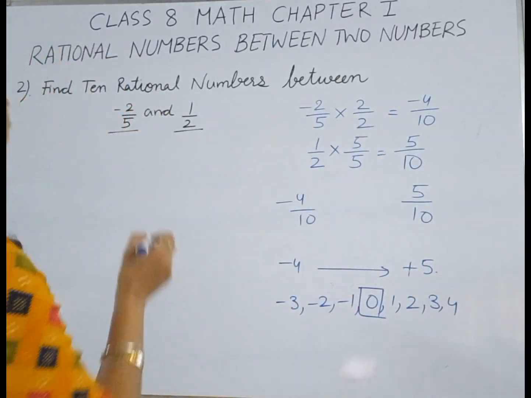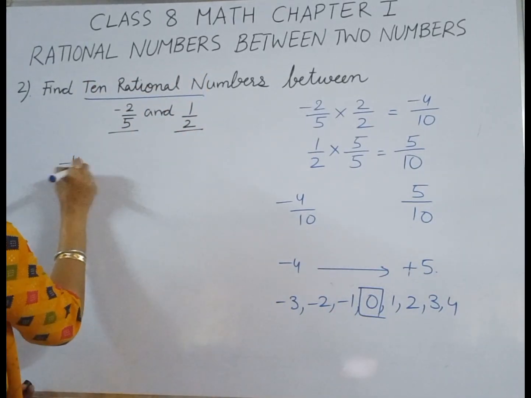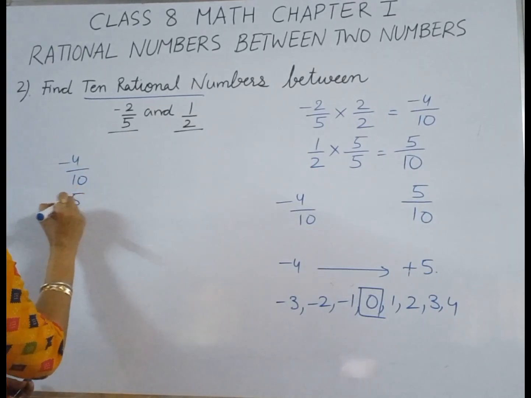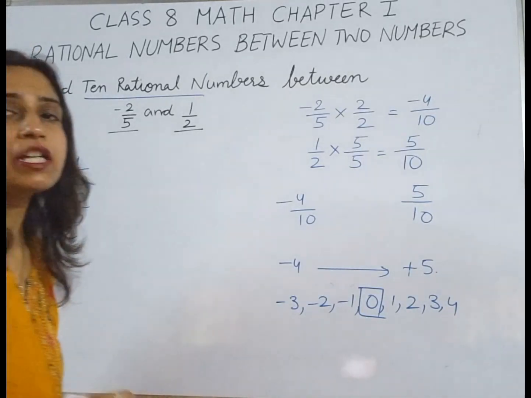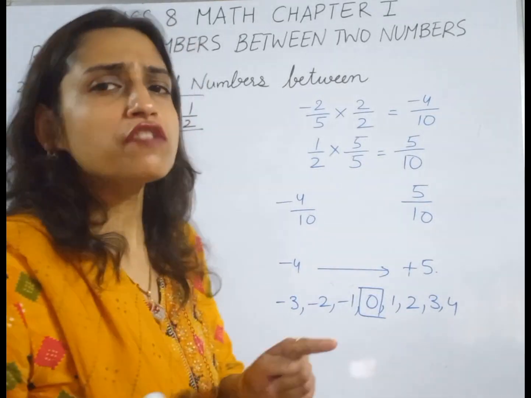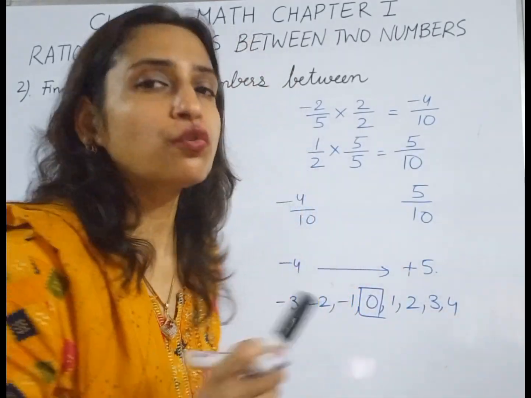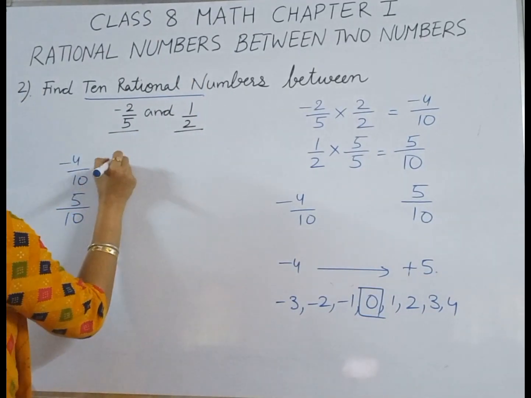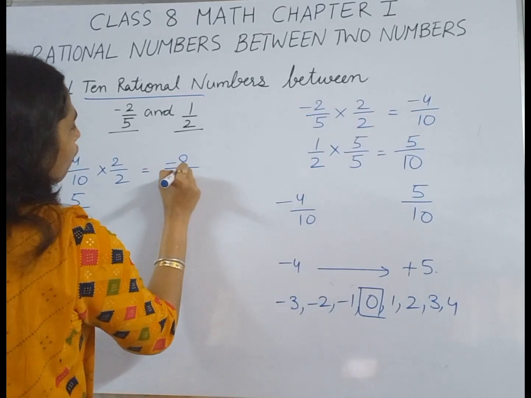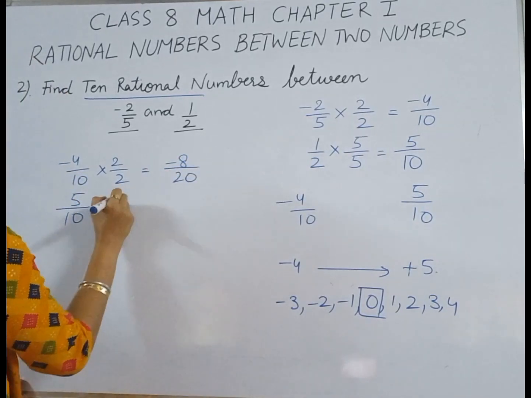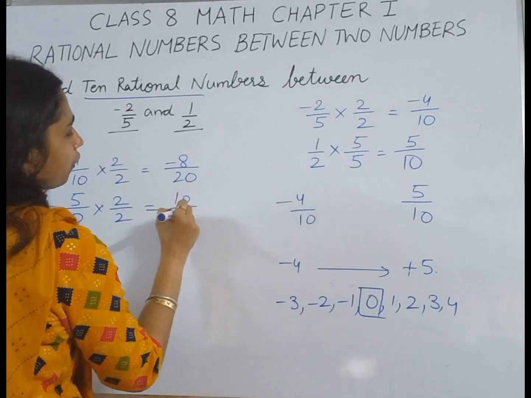But we want to find 10 numbers between minus 4 upon 10 and 5 upon 10. There are only 8 numbers, so we will further multiply with a common multiplier. Because we already have 8 numbers and we want 10 numbers, we can multiply with 2. We will multiply numerator and denominator with 2, and the new number is minus 8 upon 20. On multiplying 5 by 10 with 2 upon 2, we get 10 upon 20.